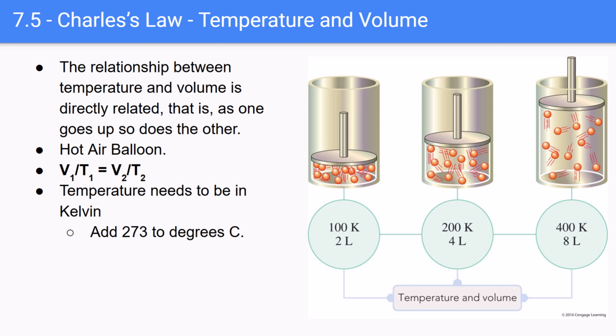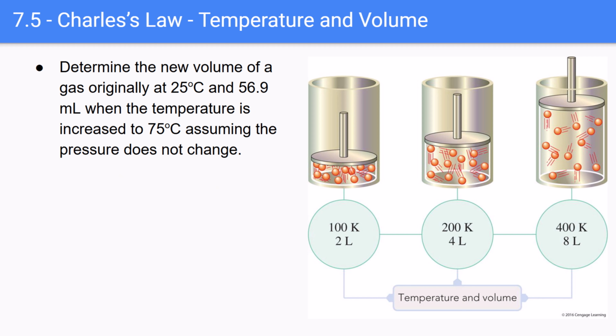100 over 2 is 50. As we increase the temperature, as we double the temperature, so does the volume. And we do that twice. We double the temperature, the volume doubles as well. So these are directly related. So the relationship is a little bit different than the relationship that we looked at previously. We still do math though. We get 3 variables. We plug in and solve for the fourth.